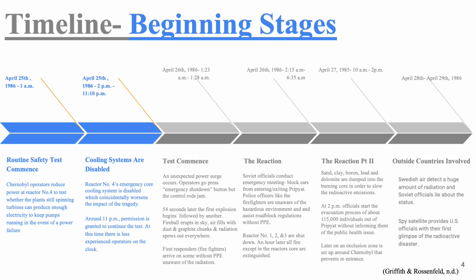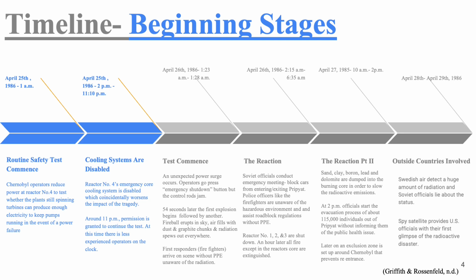On April 25th, 1986, at approximately 1 a.m., a routine safety test began in order for operatives to see if, when they reduced power, the plant would still be able to produce enough electricity to keep pumps running even in the event of a power failure in reactor number 4. Operators were given permission to start the test, and this occurred with less experienced staff on site. This led to the emergency cooling system being disabled, which coincidentally is what made this tragedy so severe.